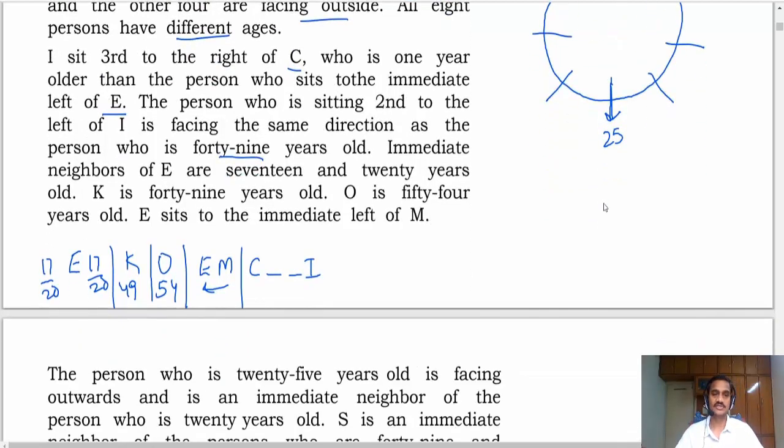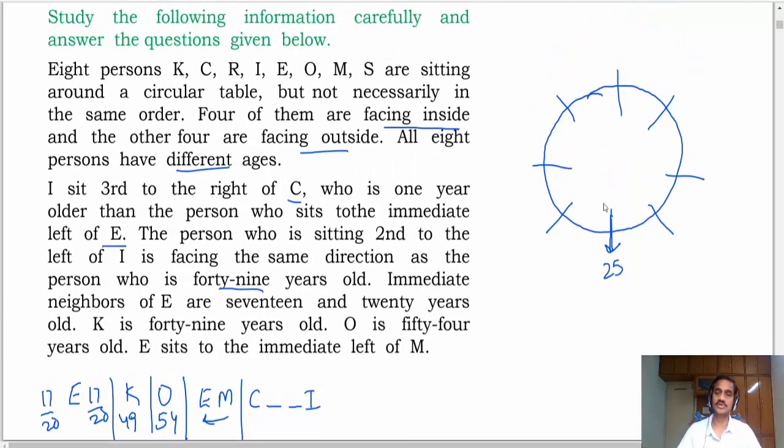And he is facing outside, and he is the immediate neighbor of the person who is 20 years old. 20 can be either here or here, isn't it? Then next, who should be beside 20? E and 17. E here, 17 here. If 20 is here, then E and 17. 20 could also be here, with E and 17 as another case.